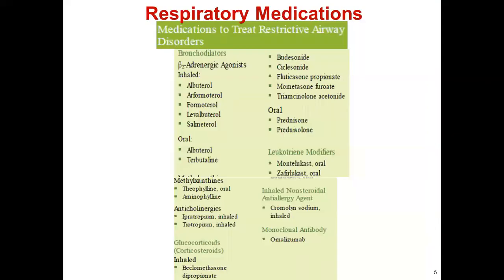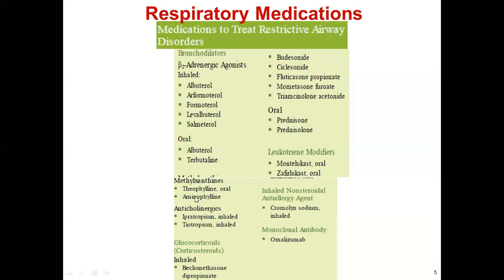Now I'm going to show you another way of classifying drugs. It can help you. Beta-2 adrenergic agonist, bronchodilator: inhaler form, albuterol or salmeterol; oral form also albuterol or terbutaline. The common side effects, they can cause tachycardia, palpitation, right? And what else?